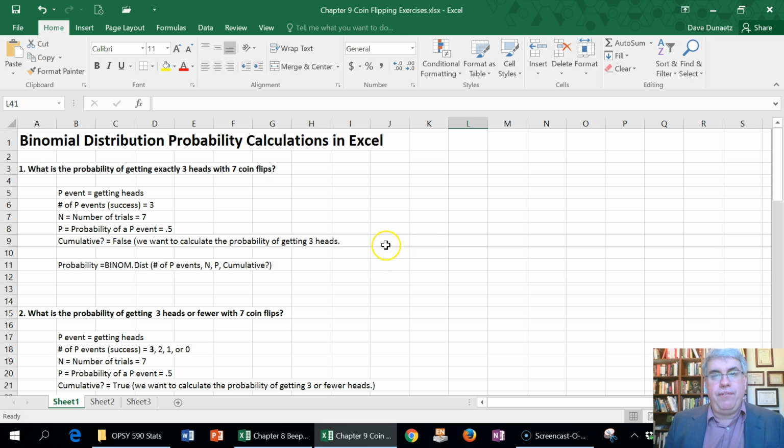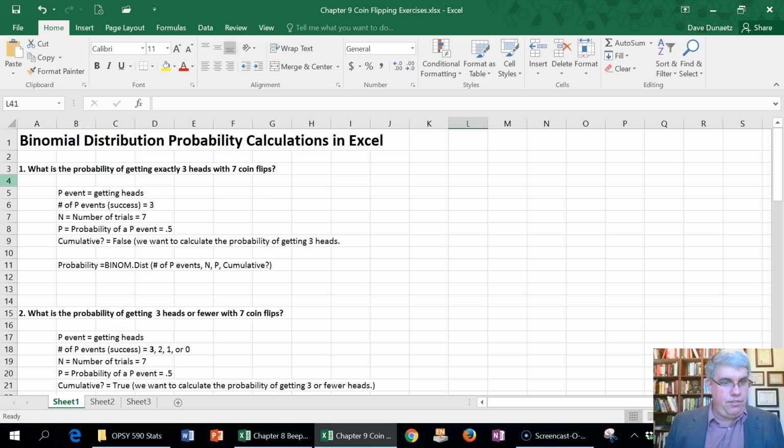Now, we're going to do a variety of similar problems, and they're all going to have to do with coins, and we call them fair coins, meaning that it's really a 50-50 chance between landing on heads or tails, and we're always going to flip 7 coins. So the number of trials, the number of flips, n is always going to be 7.